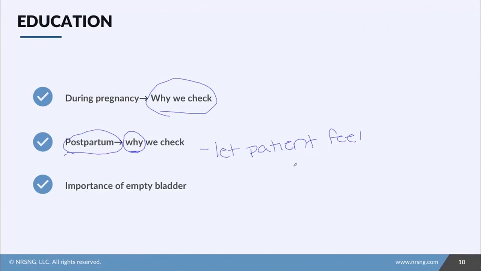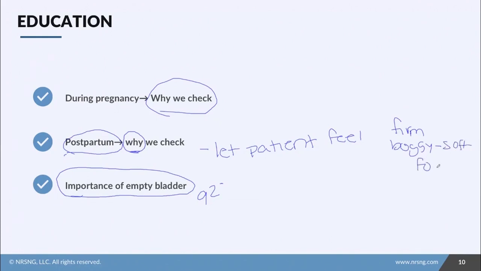It is also going to be really important to let the patient understand the importance of emptying her bladder. Since that is such a huge preventative factor for postpartum hemorrhage, it will help her be more aware that she should probably empty her bladder every 2 hours, because this is going to help ensure that that uterus stays firm. And remember, it's firm or boggy is how it is described. Boggy is going to be like a soft foam ball. And then firm is like a volleyball or an orange. It's just that harder feeling.